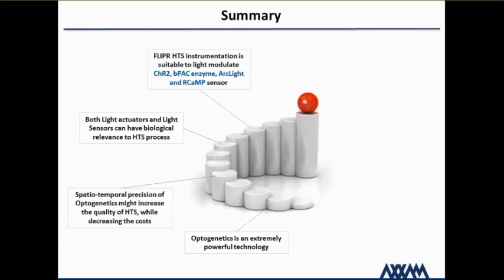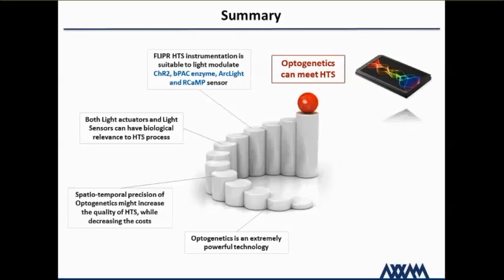And the most interesting result is also the fact that a 384-well HTS-compatible reader, like the FLIPR imaging system, can be used to run optogenetic experiments using its optics to both stimulate light actuators or detect light sensor activity. So in summary, we demonstrated that optogenetics can meet HTS, and AXXAM is continuing investing in this field, and we are currently validating other optogenetic tools to fully explore the powerful potentialities of this technique.